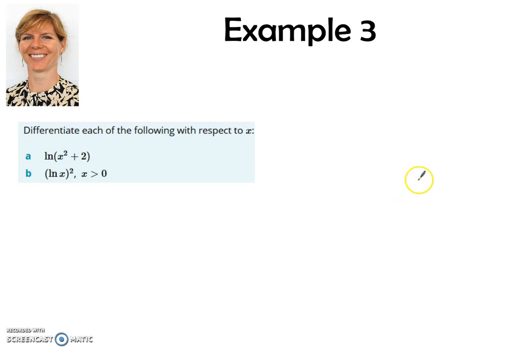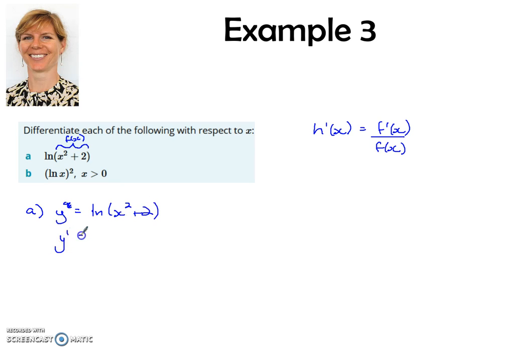Okay, a couple more examples just to finish off. So again, differentiating with respect to x, now we're using our nice little rule that that's going to be f prime x over f of x, where whatever is in the brackets is f of x. Okay, so for a, if y is ln of x squared plus 2, then y prime will be the derivative of what's in the brackets, 2x, divided by the bracket itself, x squared plus 2.